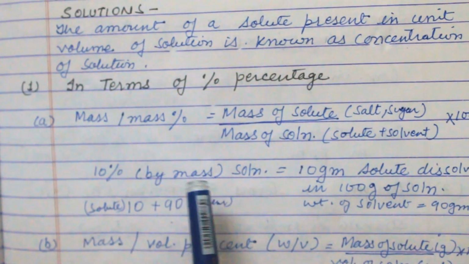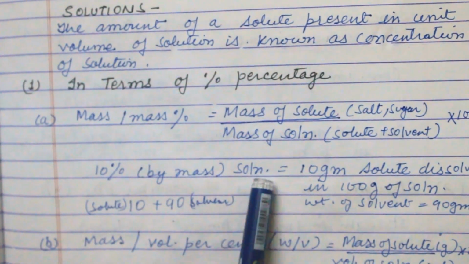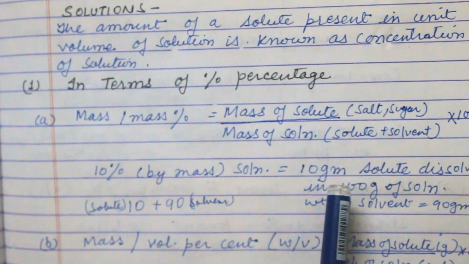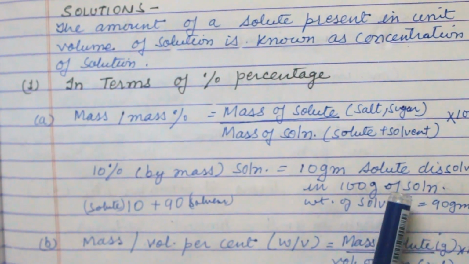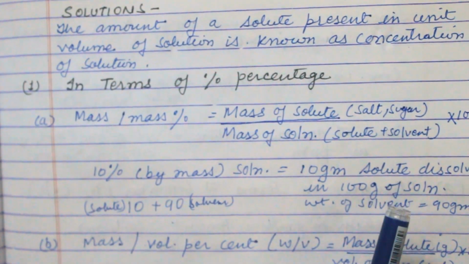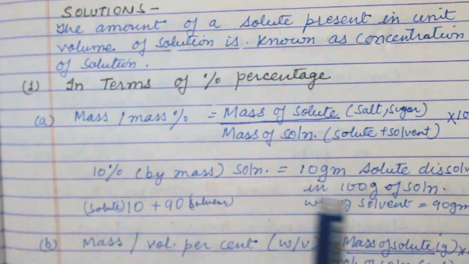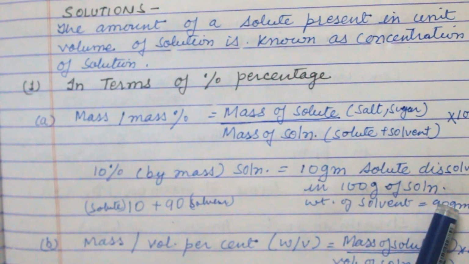If we give 10% by mass of a solution, then a 10% solution is equal to 10 gram of solute dissolved in 100 gram of solution. That is, 90 gram is the solvent. We dissolve 10 gram of solute in 90 gram of solvent, and then it becomes 100 gram of solution.